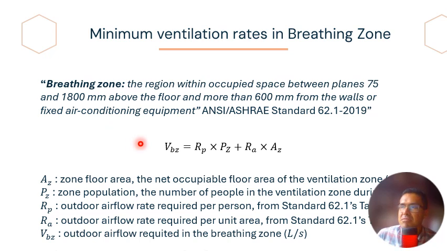So this equation here is the way that is recommended by ASHRAE 62 to calculate the recommended ventilation rate in the breathing zone. As you see, it depends on the floor area, the population in the zone, and then an outdoor airflow rate required per person in the room, and also a rate required per unit of area. These values, we're going to find them in a table.